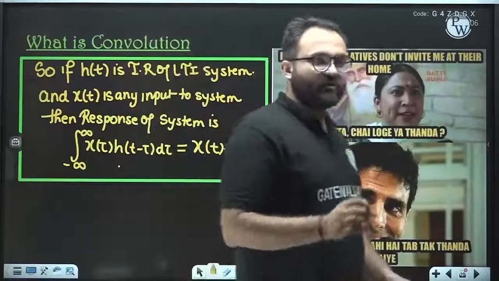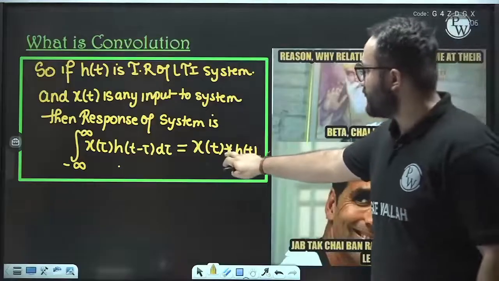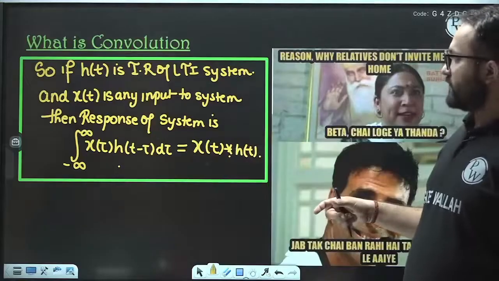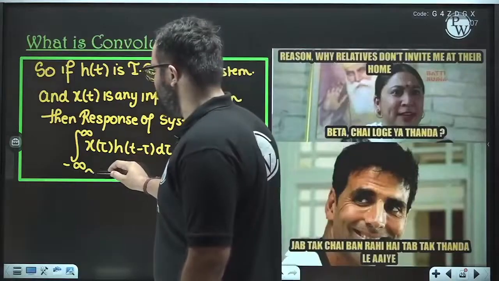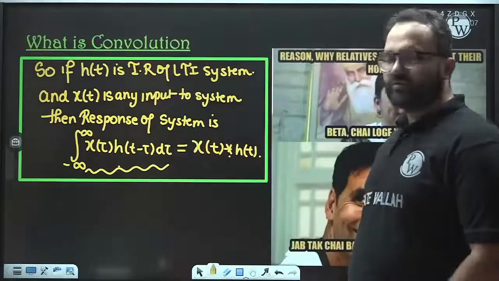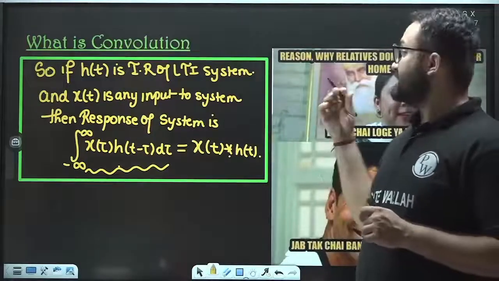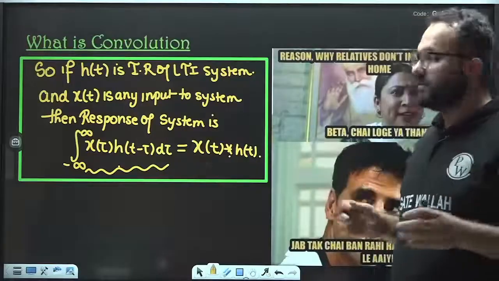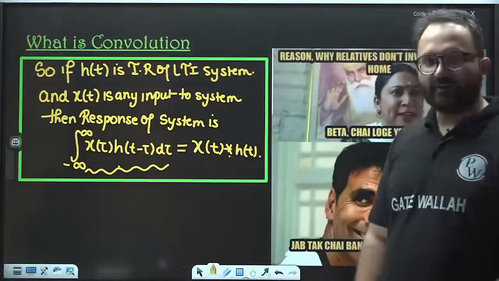And always remember the expression of convolution, that is x(t) convolve h(t). This star symbol is the symbol of convolution, and it is equal to the integral from minus infinity to infinity of x(tau) h(t minus tau) d tau. Here the variable of integration is tau. So these are the things that you should remember. If h(t) is the impulse response and x(t) is the input to the system, then the response of the system is x(t) convolve h(t), and mathematically it is the integral from minus infinity to infinity of x(tau) h(t minus tau) d tau.